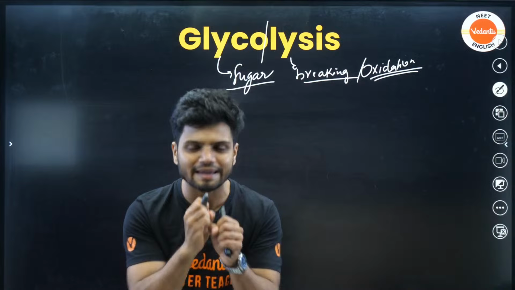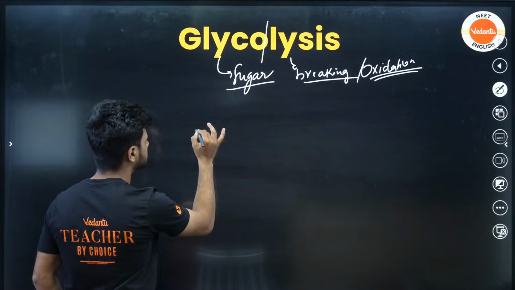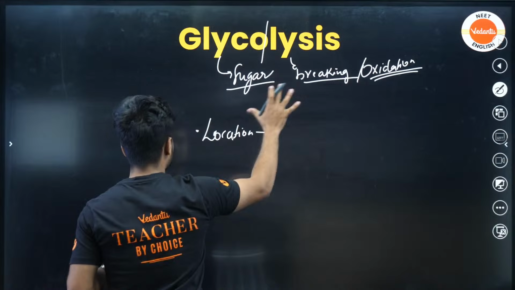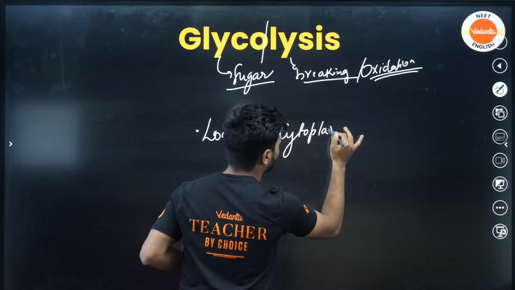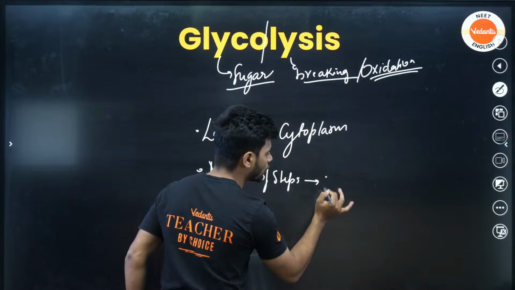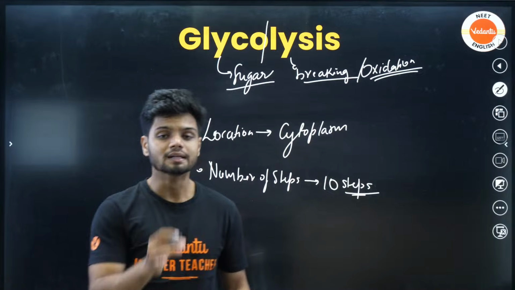The next point I want everyone to understand is the location. Where does the glycolysis take place? Any smart students in the chat who can tell me where does the glycolysis take place? Your entire process of glycolysis takes place in your cytoplasm. The next point is the number of steps or number of enzymes. In total, there are 10 steps in your glycolysis. Yes, there are 10 steps in your glycolysis.